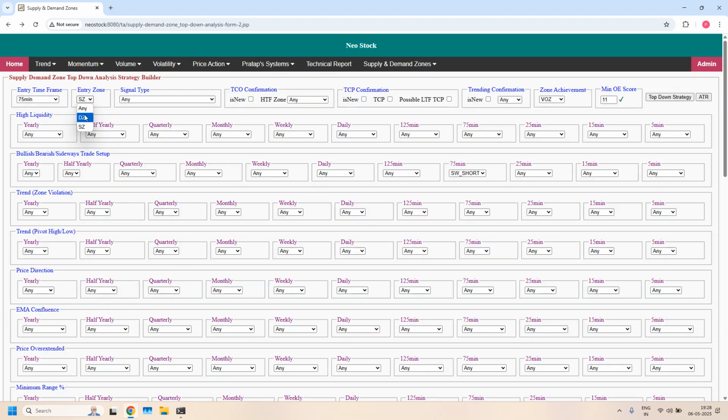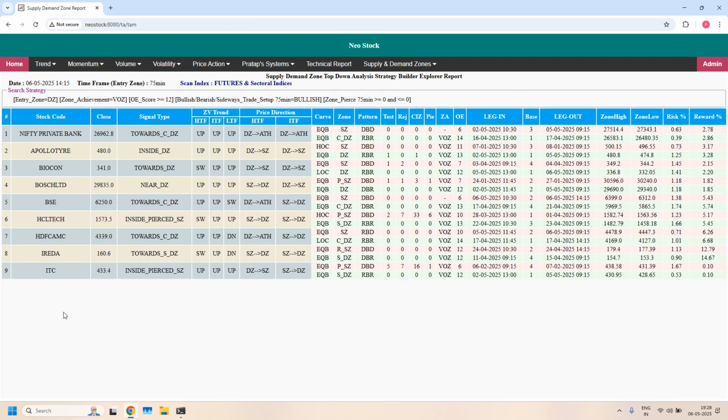Okay, fine. Next, bullish trade setup for weekly income trade. Entry time frame 75 minutes, entry zone demand zone. And another change, it should be bullish. And the third and last change, minimum odd and enhancer score 12. Remaining filters are the same. Let's apply. We got 9 stocks supporting bullish trade setup for weekly income trade.